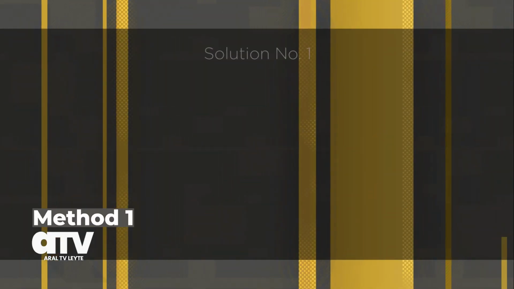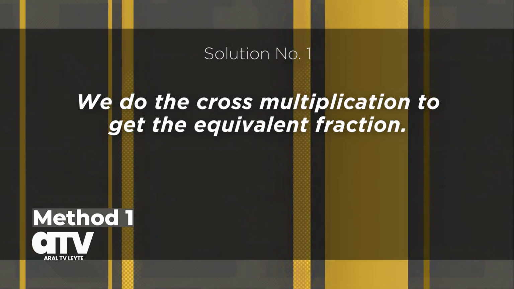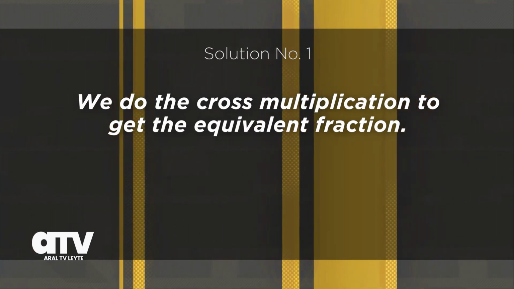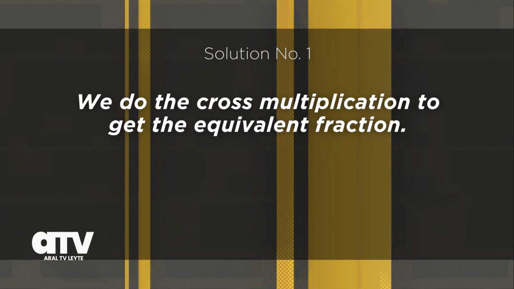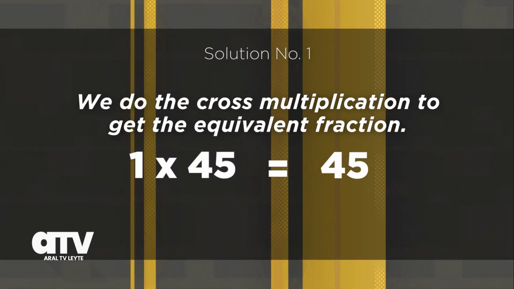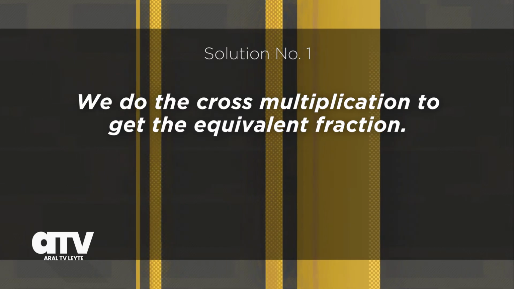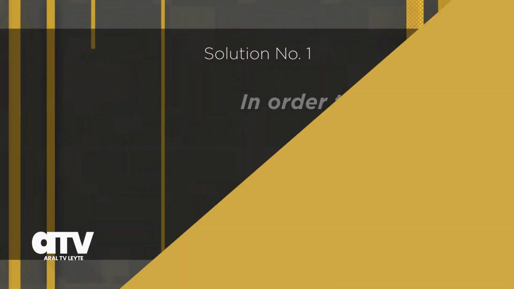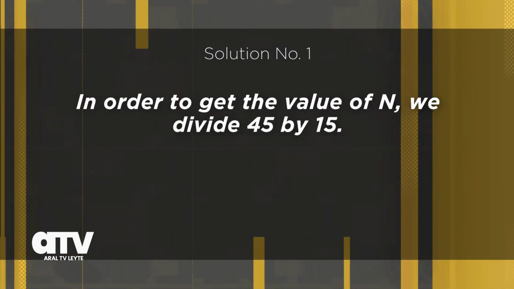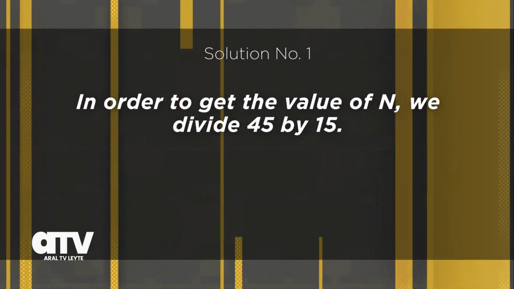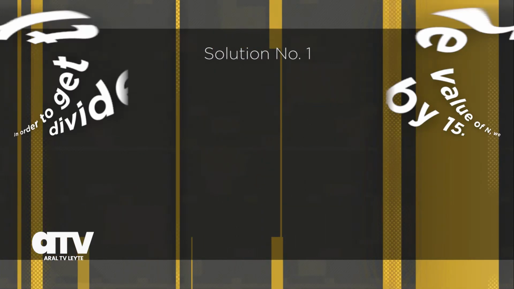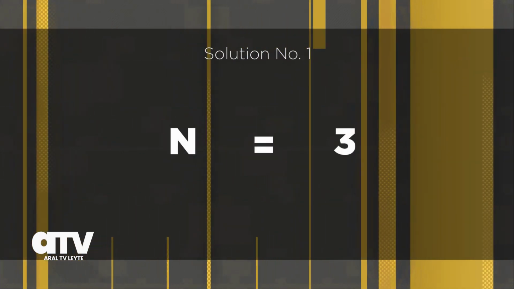In solution number 1, we do the cross multiplication to get the equivalent fraction, wherein 1 times 45 is equal to 45. 15 times n is equal to 15n. In order to get the value of n, we divide 45 by 15. Therefore, n is equal to 3.